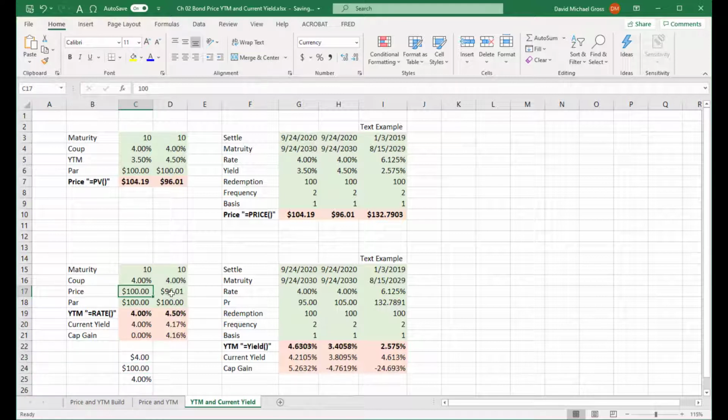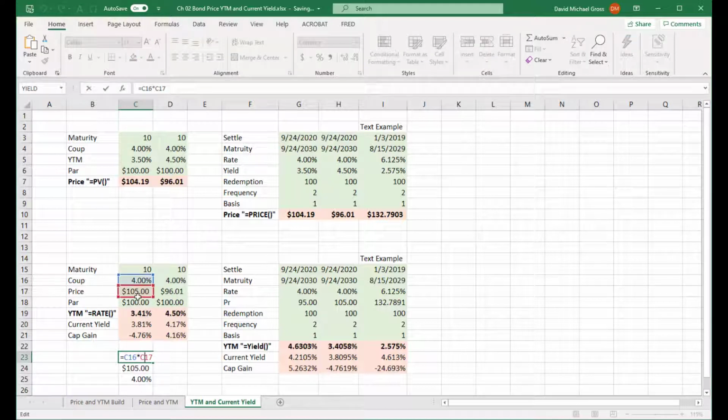If the price goes up, I still get $4, the current yield gets lower. So if the price goes up to 105, for example, then I am getting, whoops, I screwed that up. That should be the coupon times par.